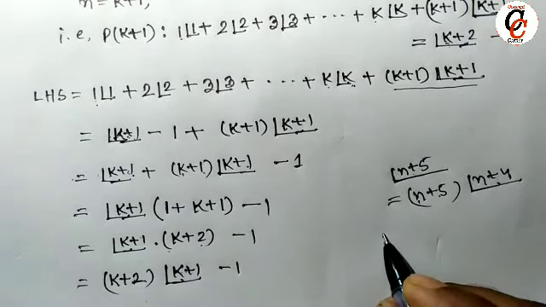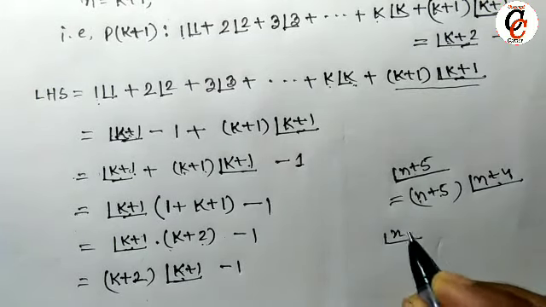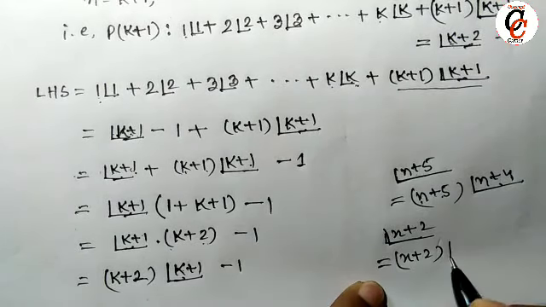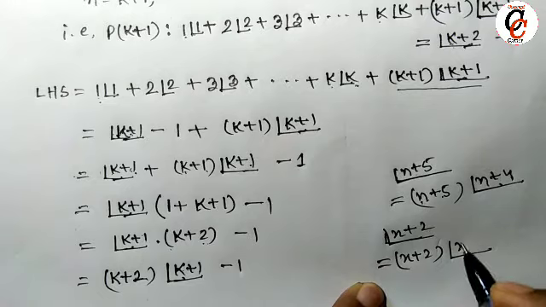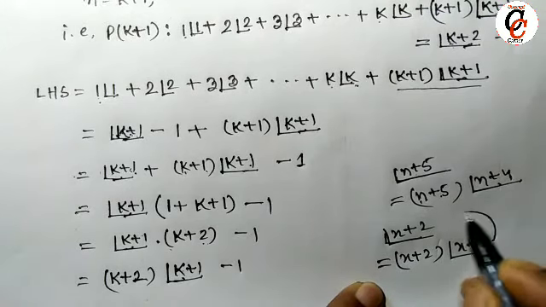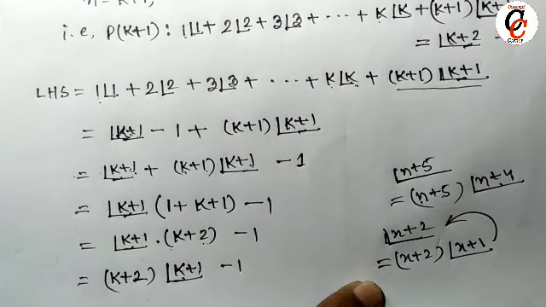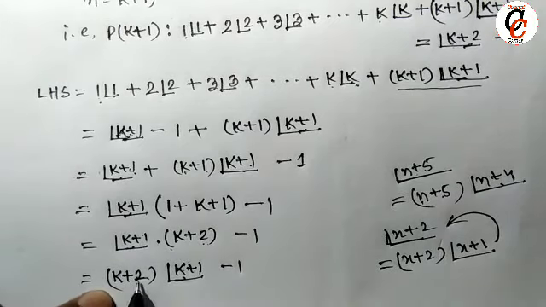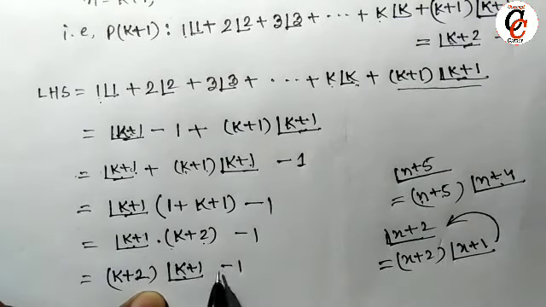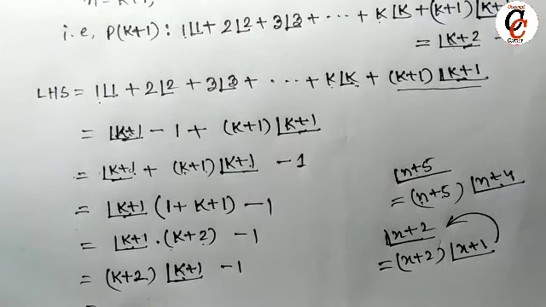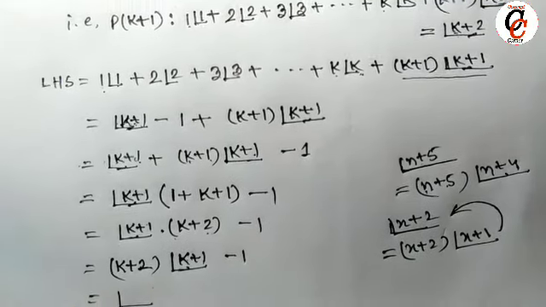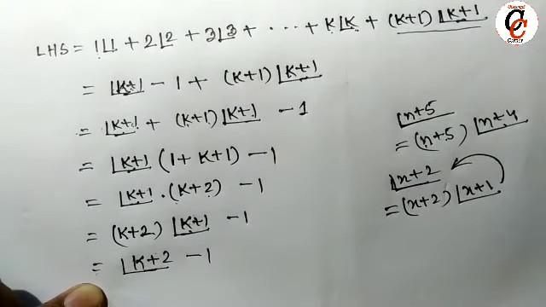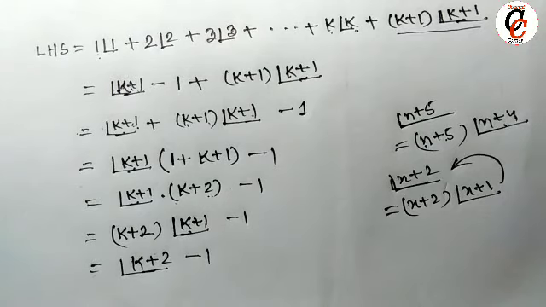If I write x factorial x plus 2, it can be written as x plus 2 into, inside the factorial 1 will be less, x plus 1. That means this can be written in this way: x plus 2 into factorial x plus 1 is nothing but factorial x plus 2. So here k plus 2 into factorial k plus 1 is nothing but factorial k plus 2. So this term can be written as factorial k plus 2, and minus 1 remains the same. That's it. It is proved.